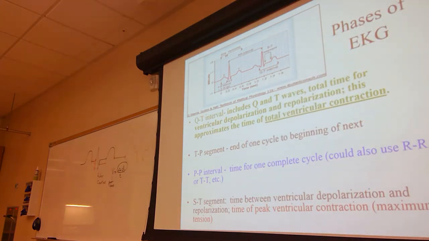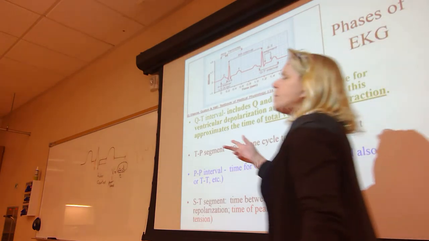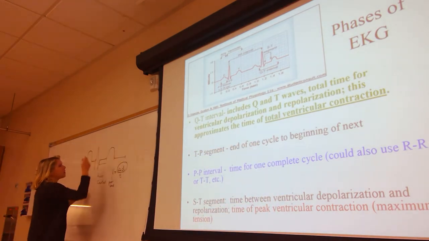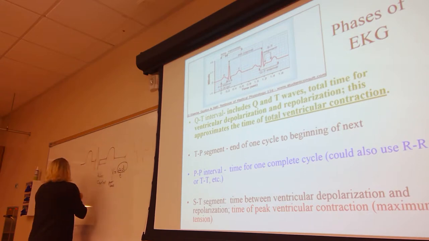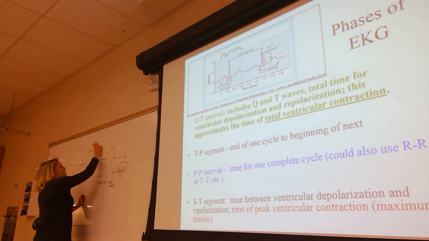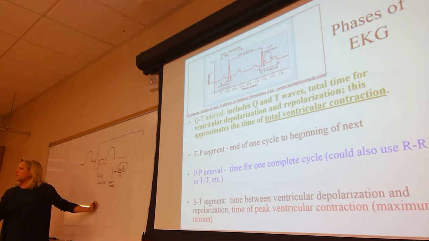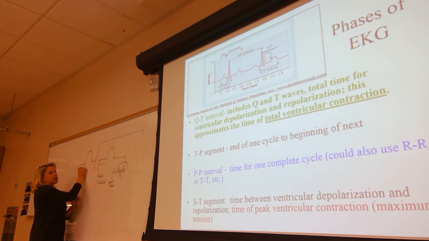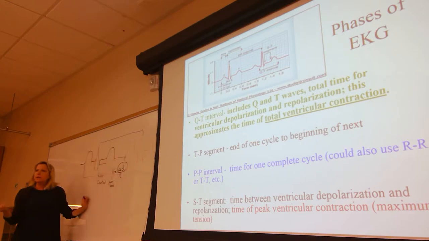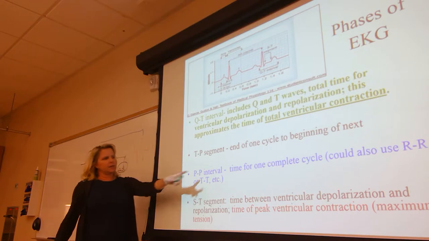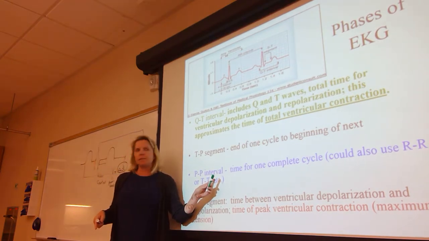What about intervals? Intervals include one or more waves. So what are the intervals you will be responsible for? A P to P, an R to R, a T to T, a Q to Q. What's the importance of those intervals, R to R? One beat. It is one beat. Why do we usually use R to R to calculate one beat? It is easy. It's very prominent. But could I use P to P, like the beginning of a P to the beginning of the next P? I could. But R to R is just very easy to see. But all of those types of intervals represent one cardiac cycle, one beat.